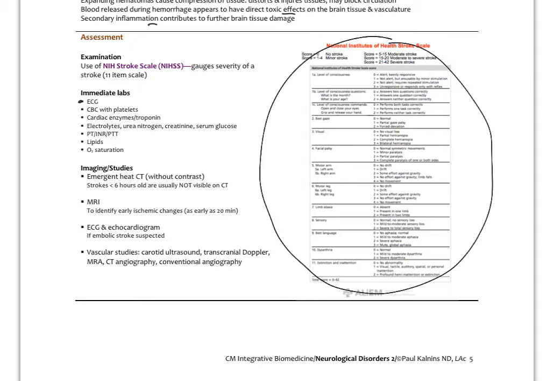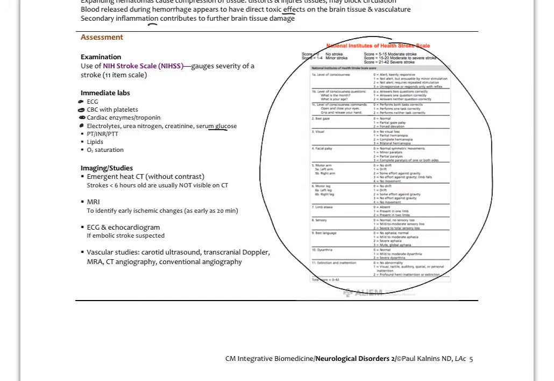Going to check the complete blood count, CBC. That checks your red cells, white cells, and platelets. And that can see if there's any abnormalities there. Check for cardiac enzymes or troponin. That just assesses for heart attack, see if there's any cardiac ischemia. And then looking at the electrolytes and serum glucose, make sure that the patient's not hypoglycemic or hyperglycemic.